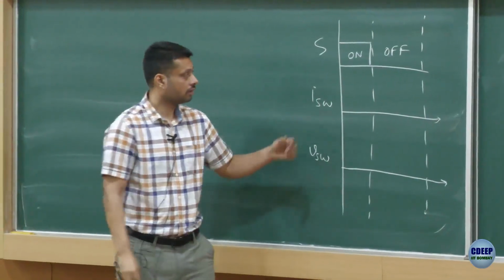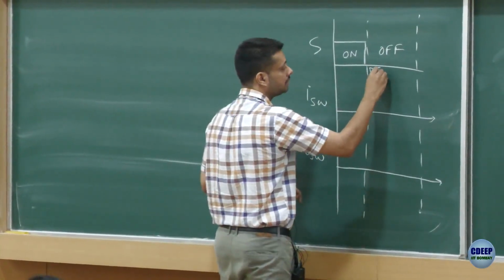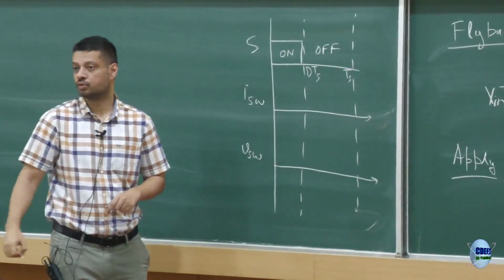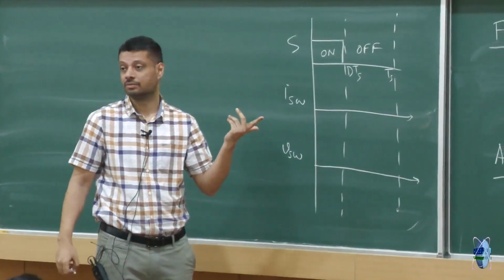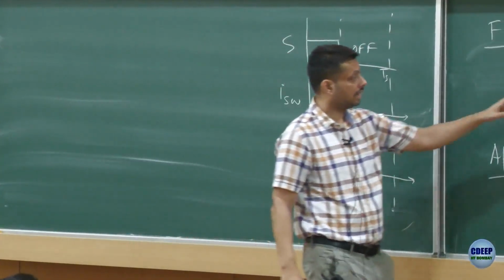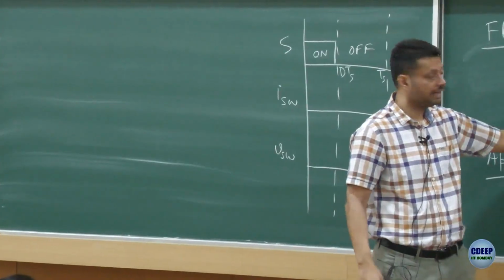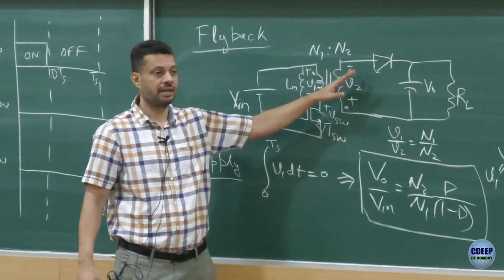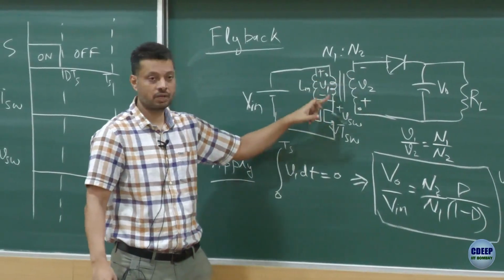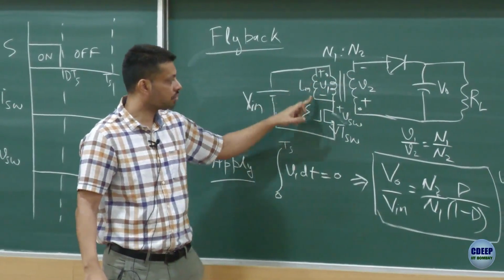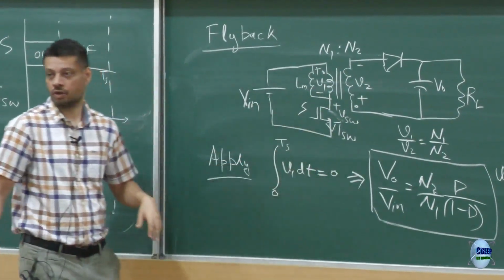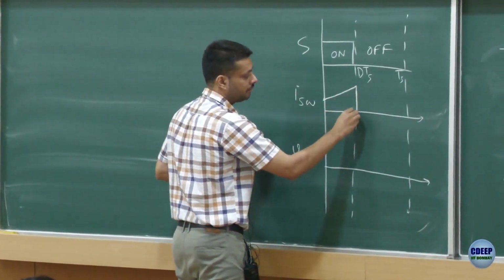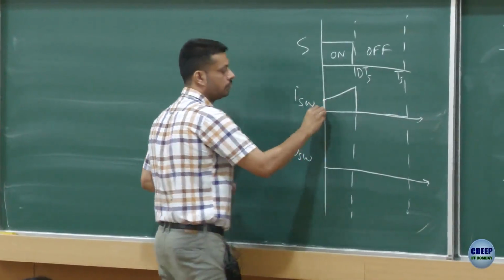When the switch is on, from 0 to DTs, the switch current would be equal to IL. There is no current from this winding, there is no current from this winding, right, because the secondary diode is open circuit, so there is no current here. So the switch current is equal to IL when the switch is on. So this is your switch current, and then when the switch is off, the switch current is equal to 0.